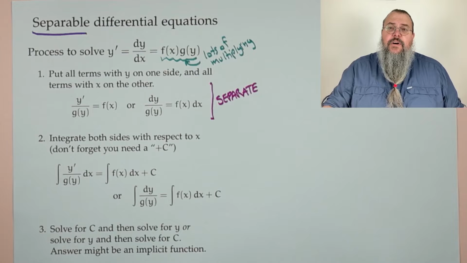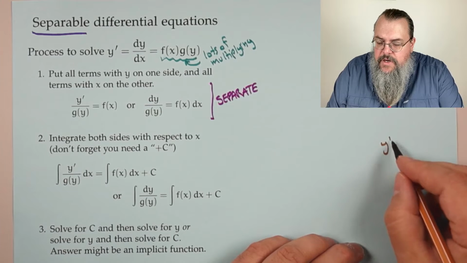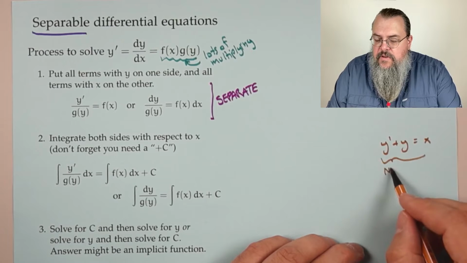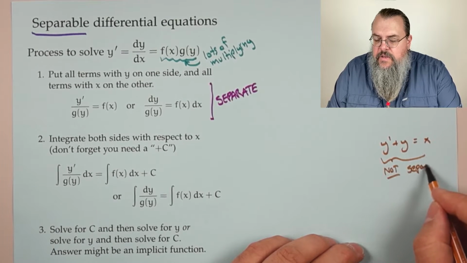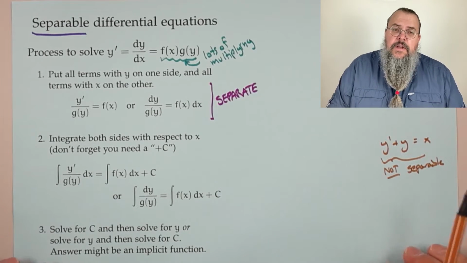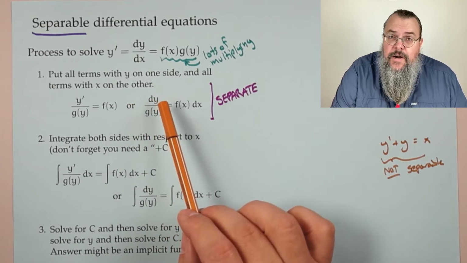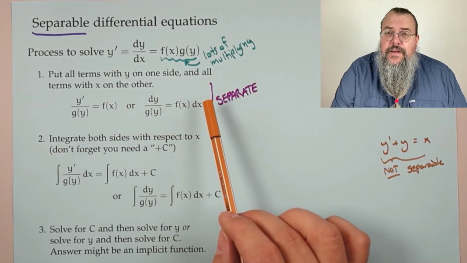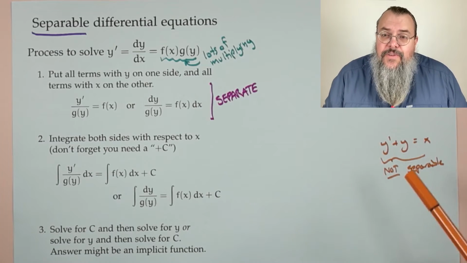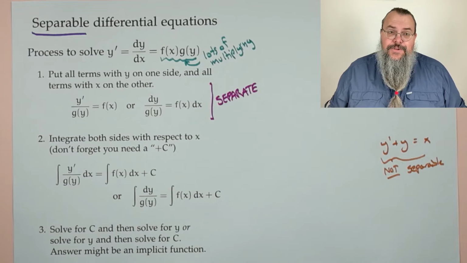Now, it's not just a matter of saying, all the y's on one side, all the x's on the other side. So, for instance, if we wrote something like y prime plus y equals x, this is not separable. Even though you say, well, wait, all the x's on one side, all the y's on the other side, why isn't it separable? Because the key here is we really need to get things with y times dy equals things with x times dx. So that doesn't fall into that category. Now you might say, can this be solved? Yes, but using other techniques, which we'll talk about in the near future.